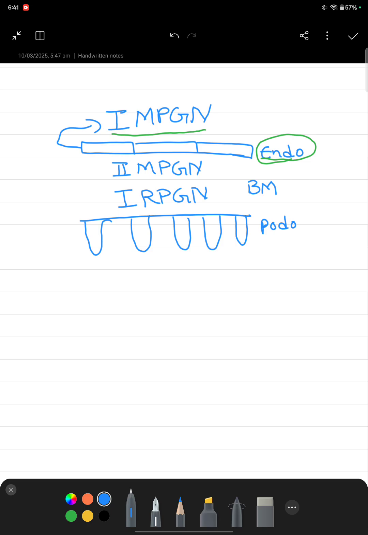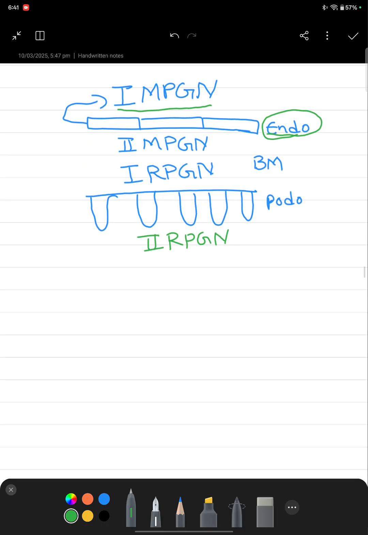So next, coming to the subepithelial deposits. As type 1 RPGN is present in intramembranous, type 2 RPGN will show subepithelial deposits. Along with this type 2 RPGN, we will see PSGN and MGN.